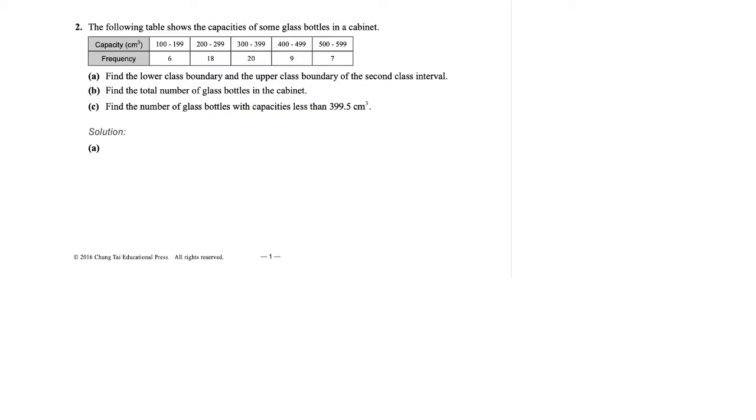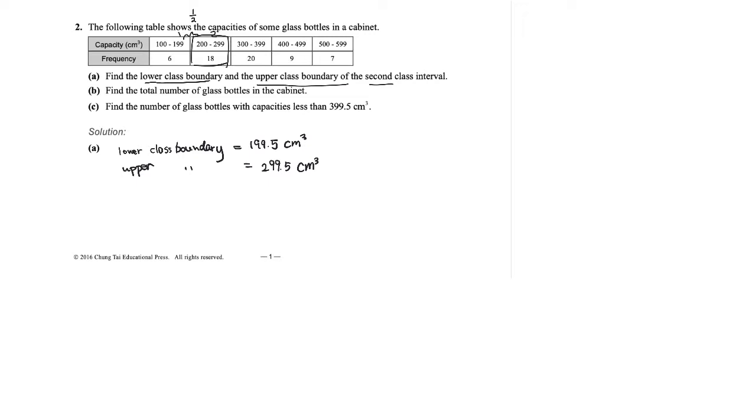Okay, for this question, the lower class boundary and the upper class boundary of the second class, first, second, okay, so you consider this one. So now you can see that the difference will be 1, that means 1/2 of it. So the lower class boundary will be equal to 199.5 cm cube, and for the upper one, that will be equal to 299.5 cm cube.